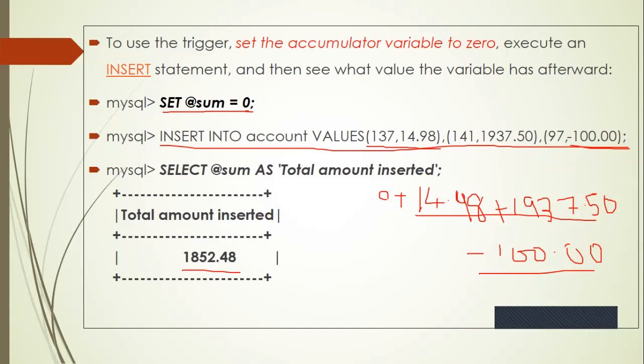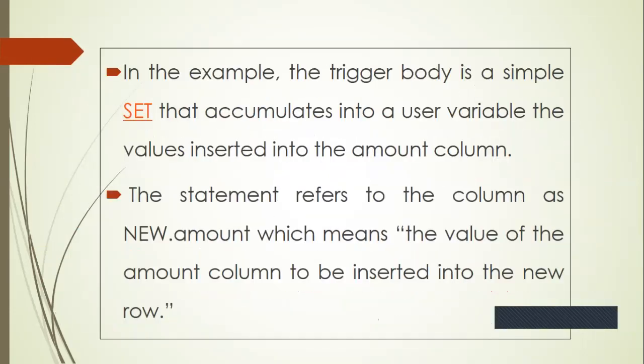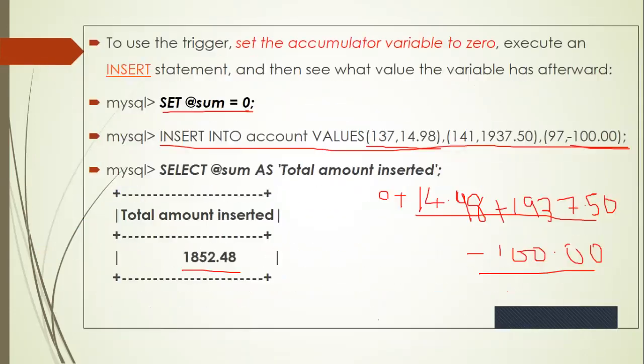So whenever you are inserting, just before insertion of the record, sum value is 0, and then 14.98. Then the next value is plus 193.50, and then minus 100. So this whole data, or the amount which is stored, will be displayed. And that amount we are storing in @sum. So let us see that.